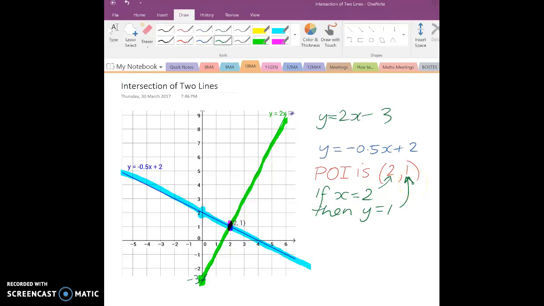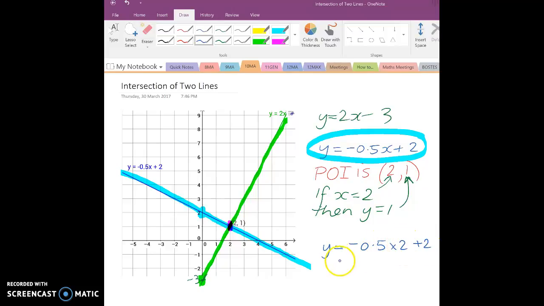Let's see if that works. I'm first going to check this one out. All right, so y equals minus a half times x plus 2. Well, x is 2. Let's see what that is. What's a half of 2? 1. Make it negative. Negative 1 plus 2. So what's minus 1 plus 2? 1. So y is 1. Did that work? Oh yeah, there it is. Y equals 1. Nice. So that's fine.